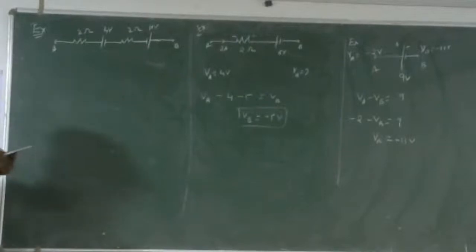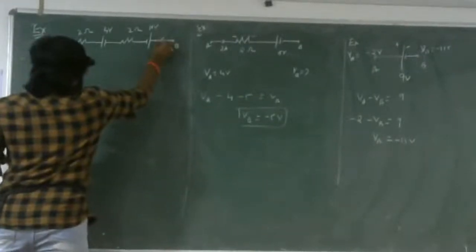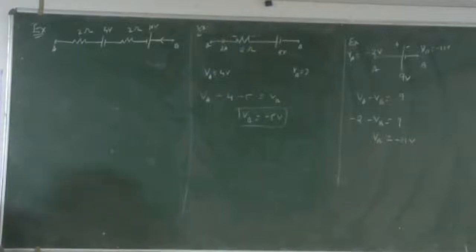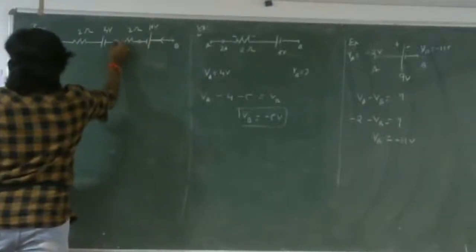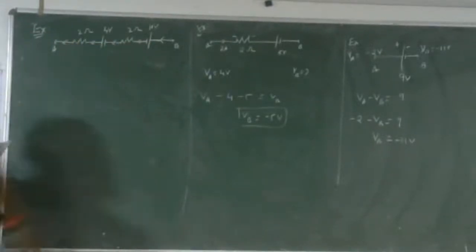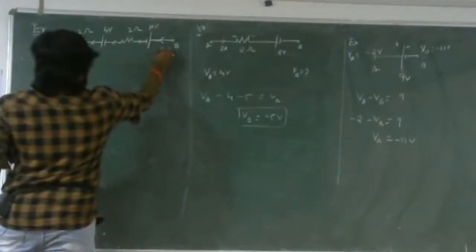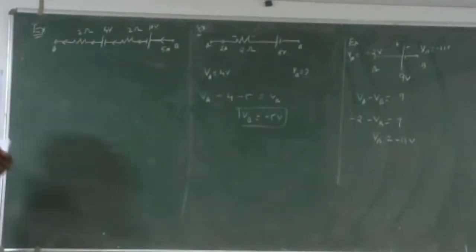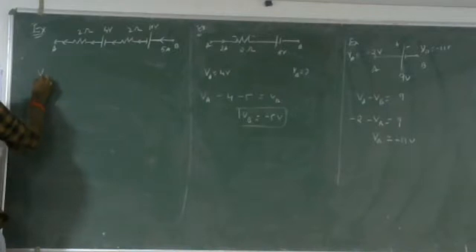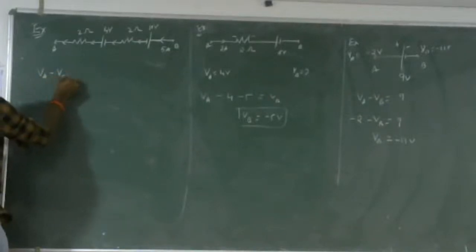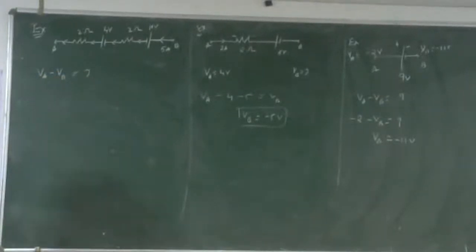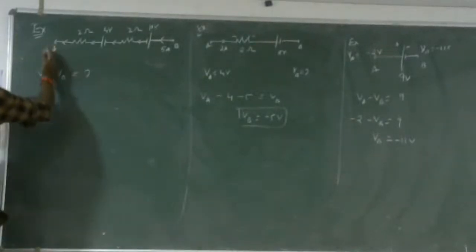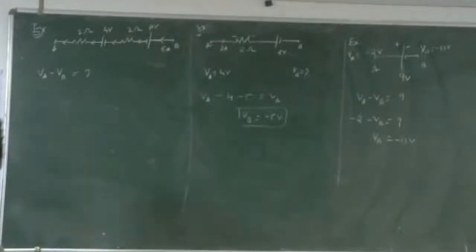But here the current is flowing from B towards A. Current is flowing in this direction. A current of 5 ampere is flowing, guys. 5 ampere is flowing. Okay? So you are asked to find what is the potential difference between A and B. What is VA minus VB is the question. So you can start from A only.